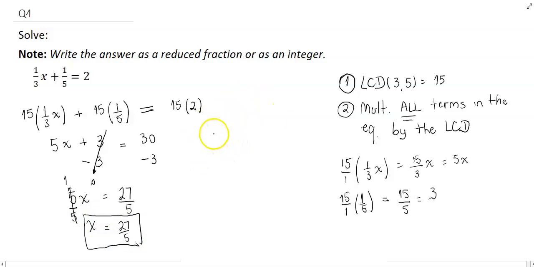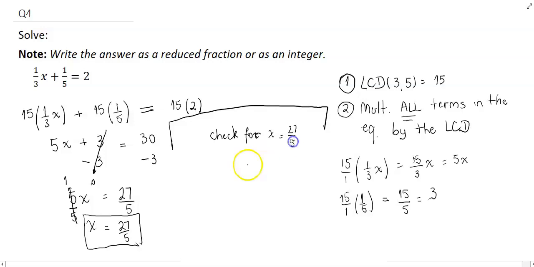I could do a quick check here. So let me, sorry, so to twist it. Check for x equal 27. So 1/3 times 27/5 plus 1/5. I want to see if this is really true.